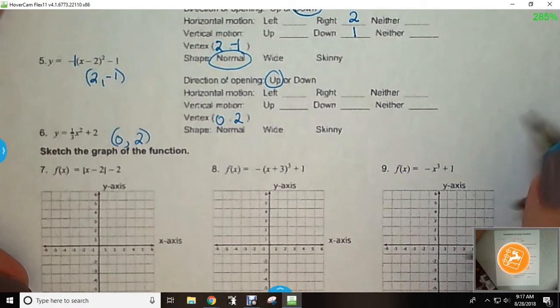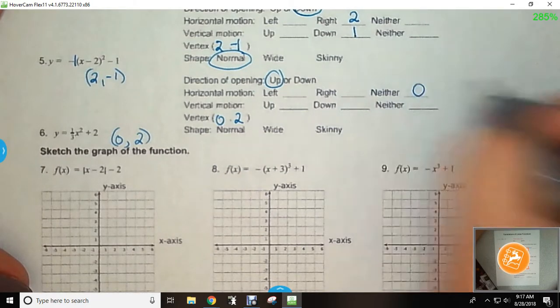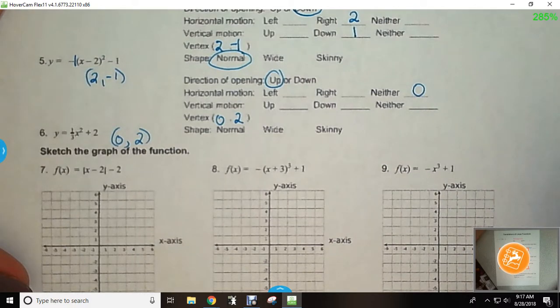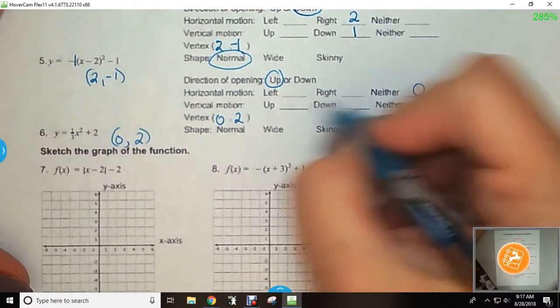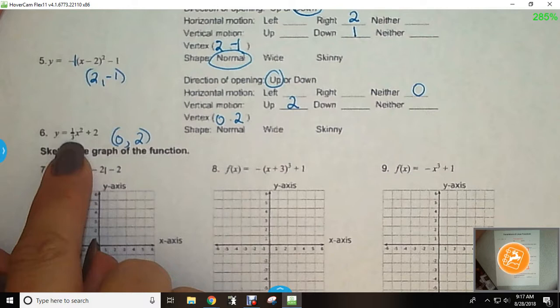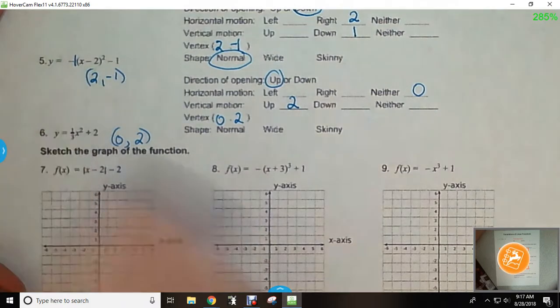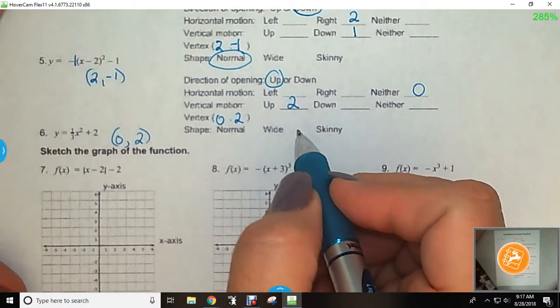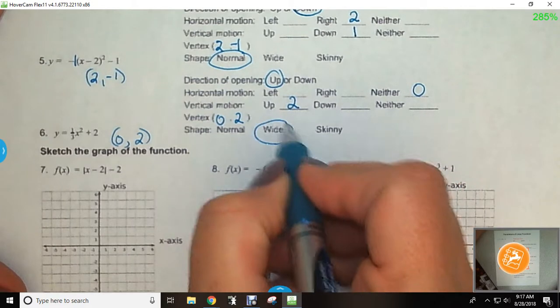Horizontal motion, it does not move left or right, so that is neither. Vertical motion, this 2, I have to move it up 2. And then as far as the shape, remember, when you have a number that is between 0 and 1 as your coefficient for your x squared term, it's going to be wide.